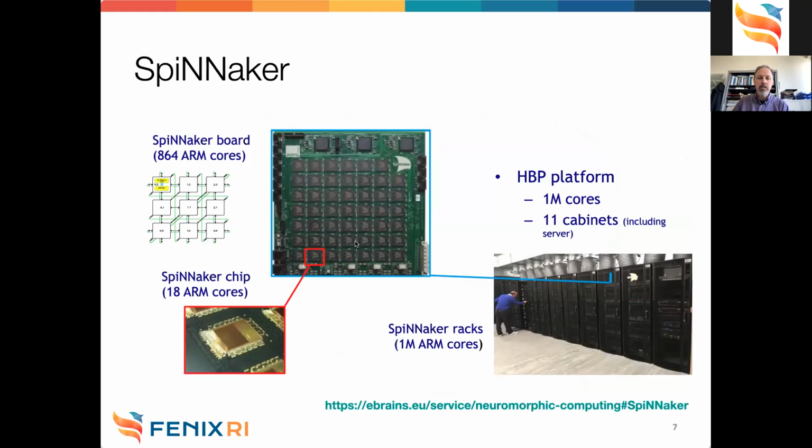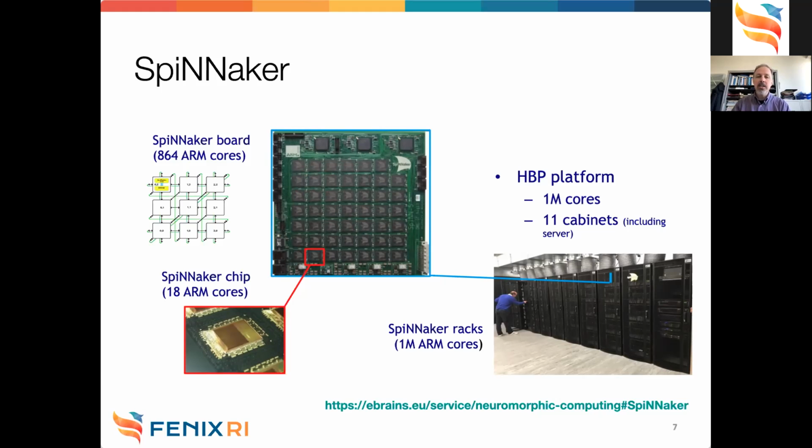So on the board we have 48, I think, chips per board. So already the number of cores is mounting very high, and then these boards are mounted into racks, and these racks are put into cabinets, and so we end up with this machine in Manchester, England, which has 1 million cores, which can simulate many hundreds of millions of neurons potentially, together with an associated traditional computing server for running experiments and for connecting with the outside world.